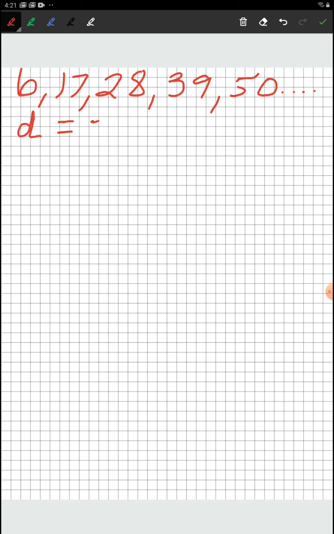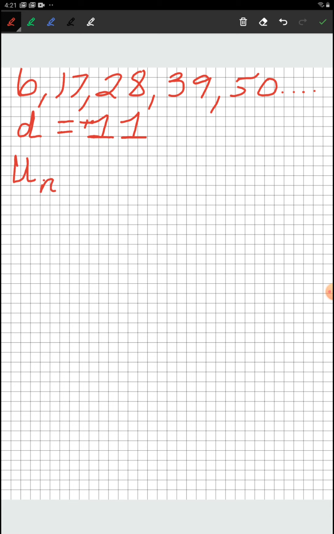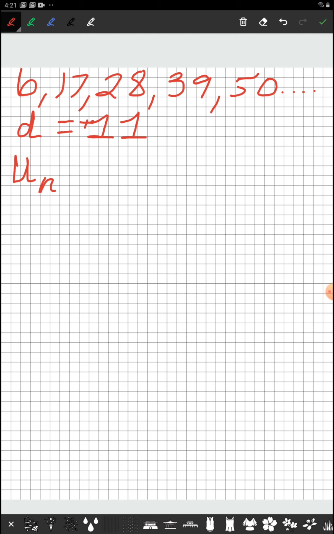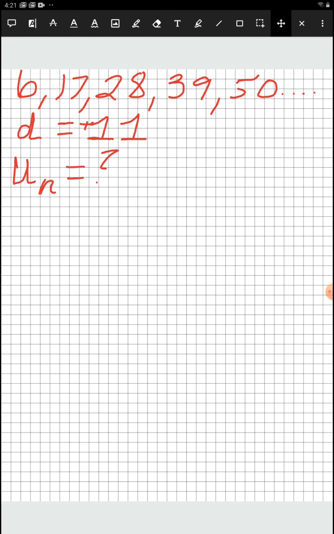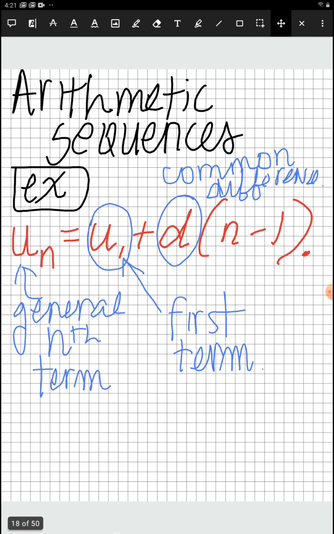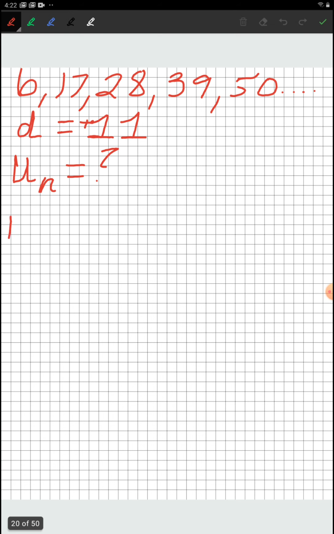So D we decided was positive 11. Now it wants us, what is the formula of the general term? We're going to use this formula in red, except we're going to fill in what we know. So U sub n, I'm just rewriting the formula.